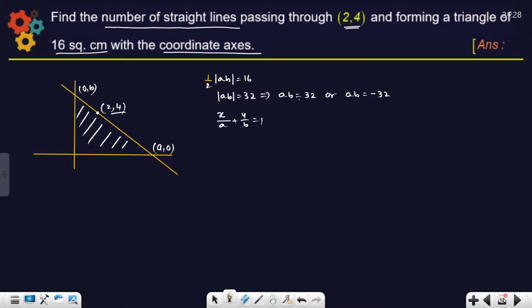So now, let me take AB equals 32. Let me take this one. So from here, we can write b is nothing but 32 over a. This is the equation of the line which is passing through the point 2, 4. Hence, it must satisfy this equation. Now, I have to find out what a and b are. So for that, I'm replacing b by 32 over a. So what are we getting?